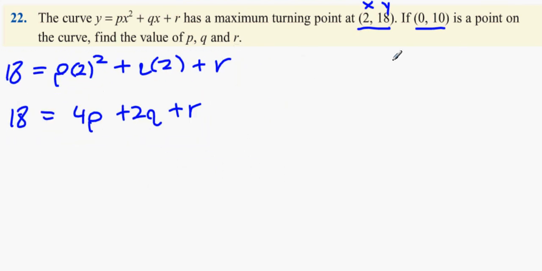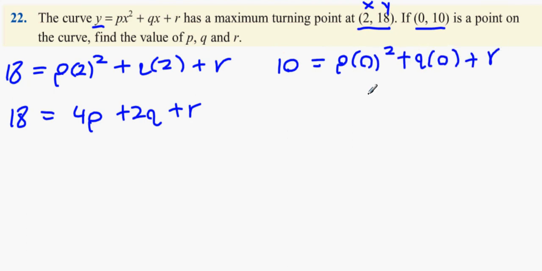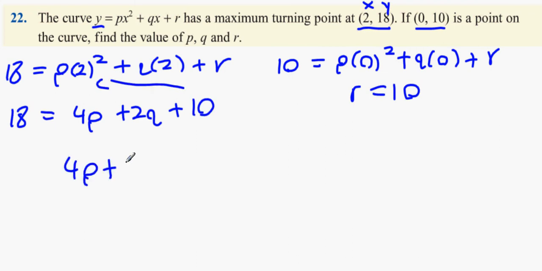Next part is (0, 10). So we replace y with 10 and x with 0. So it's going to be p times 0 squared plus q times 0 plus r. And then we're going to find out that r equals 10. When we find out that r equals 10, we can replace this r here with 10, bring that 10 to the other side, and we're going to get 4p plus 2q equals 18 minus 10, which is 8. So there's our one half of a simultaneous equation now.